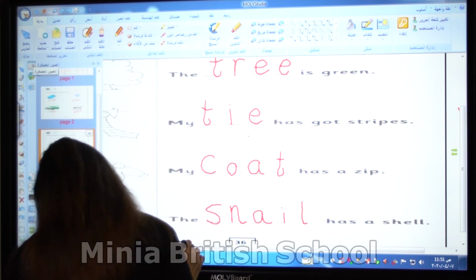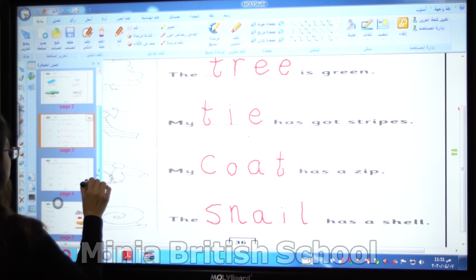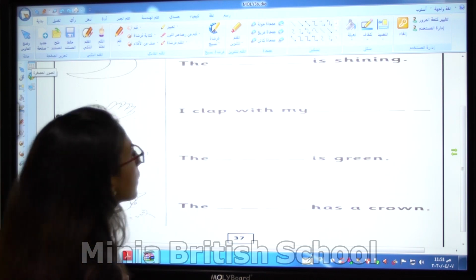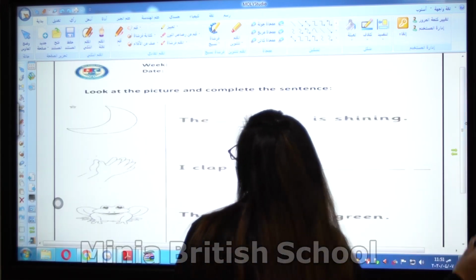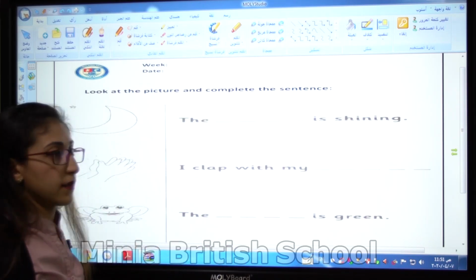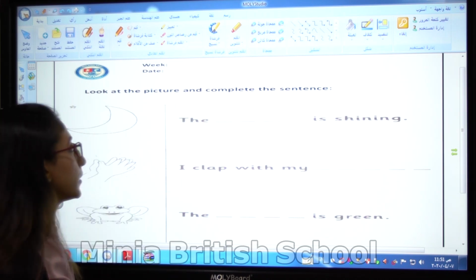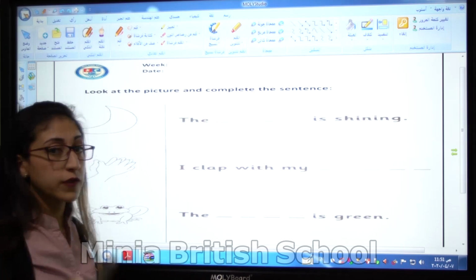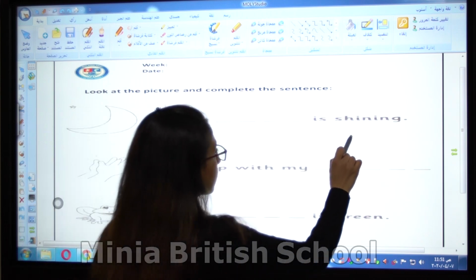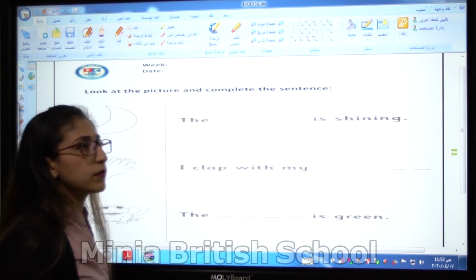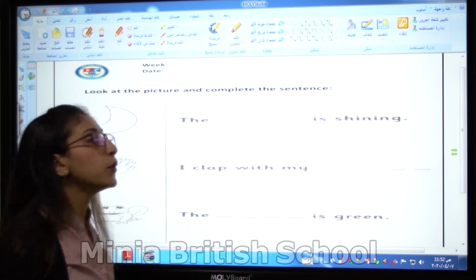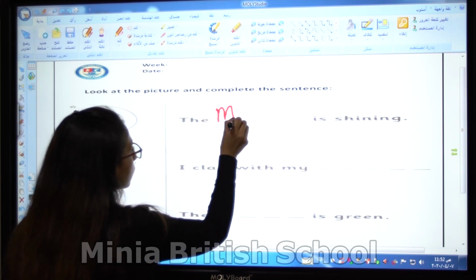Another page. Yes, page 37. Page 37. Look at the picture and complete the sentence. Okay, picture number one here. I will read the sentence and you tell me what is this picture. Okay, the dots is shining. What is this? Yes, it's moon. Moon. You write with me, moon.